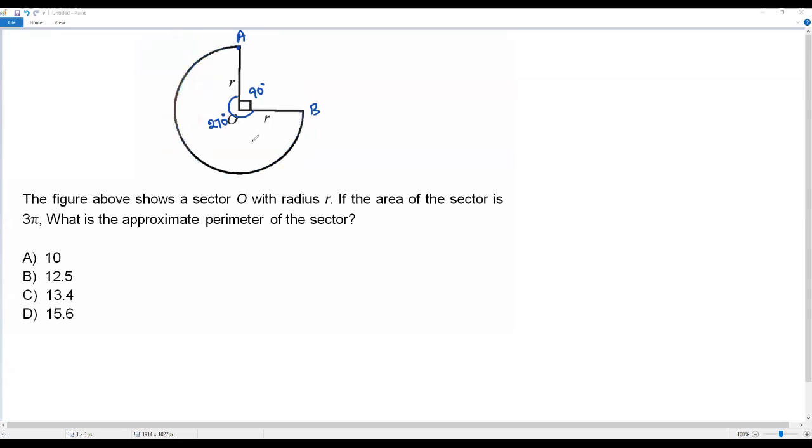Okay, if I want to find the arc length, I must know the radius of the sector. So how do I find the radius of the sector? For that, we have to use this information. We have the area of the sector in the question, that is 3 pi. So let me write it over here: area of the sector equals 3 pi. Now let me write the formula for the area of the sector. That is theta over 360 degrees times the area of the circle, which is pi r squared, equal to 3 pi. Here theta is the central angle of the sector.